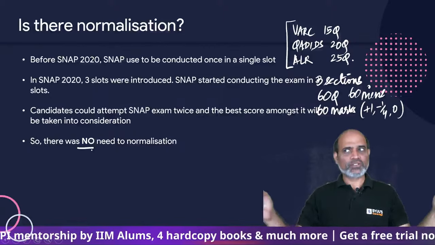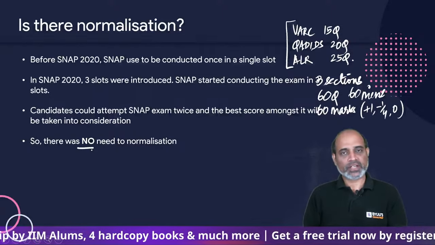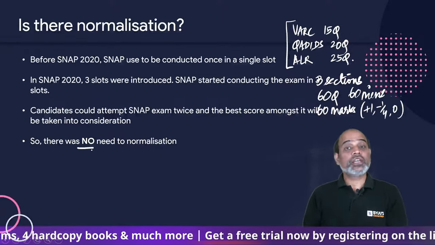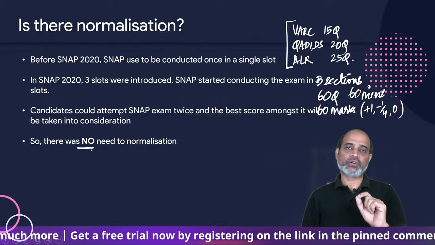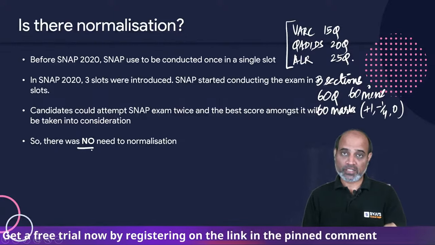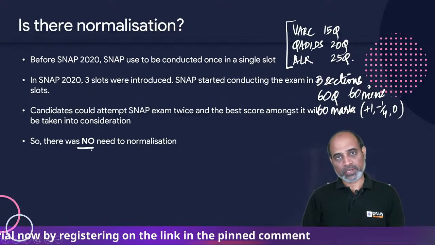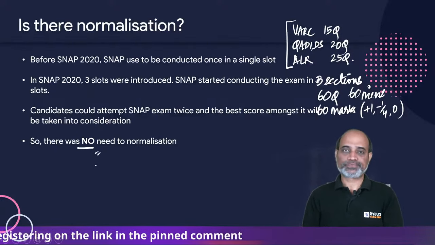It's like 3 slots combined into 1, right? जिसमें questions ही अलग हैं. So normalization was required then. But since you are allowed to give your best out of the 2 attempts, so normalization नहीं use होता.